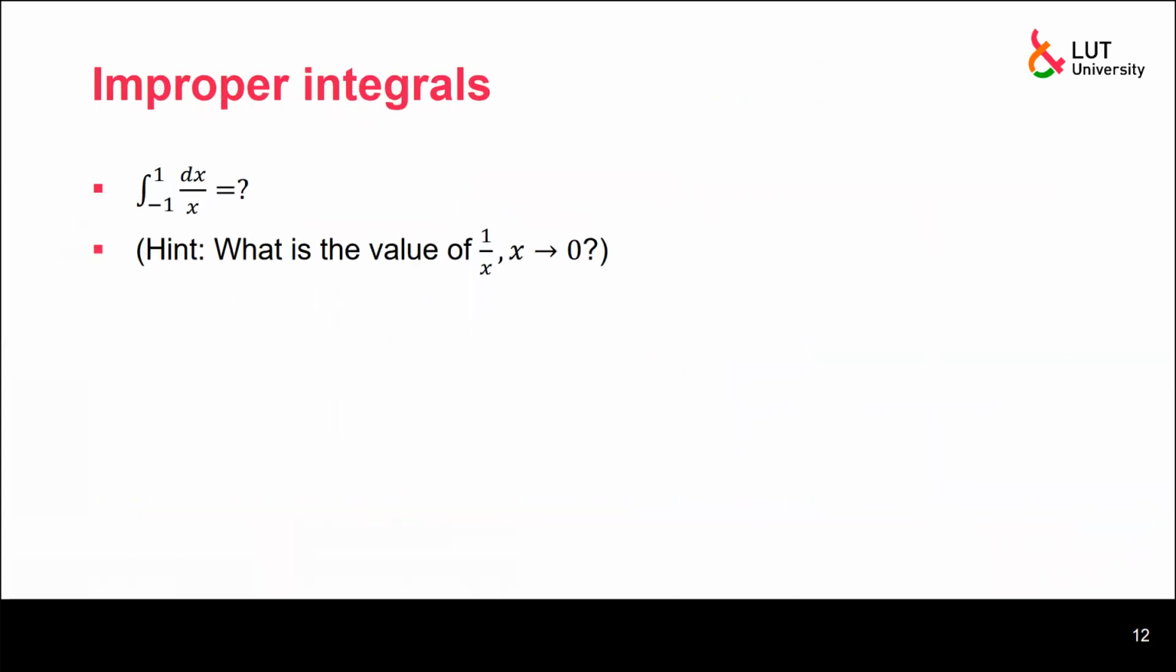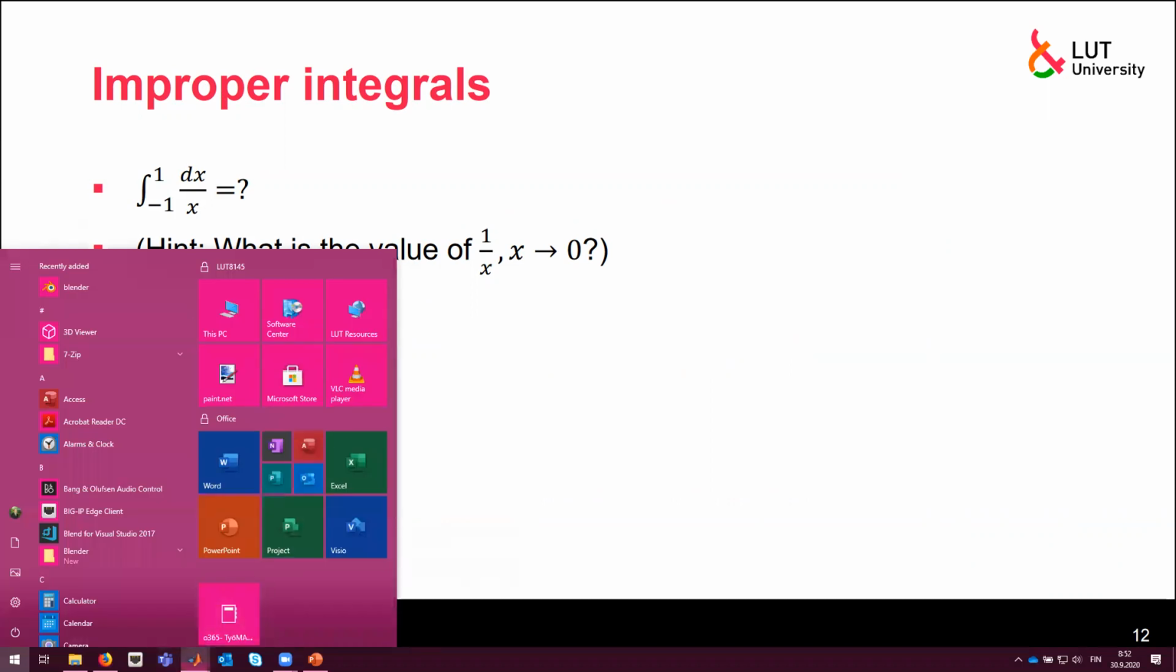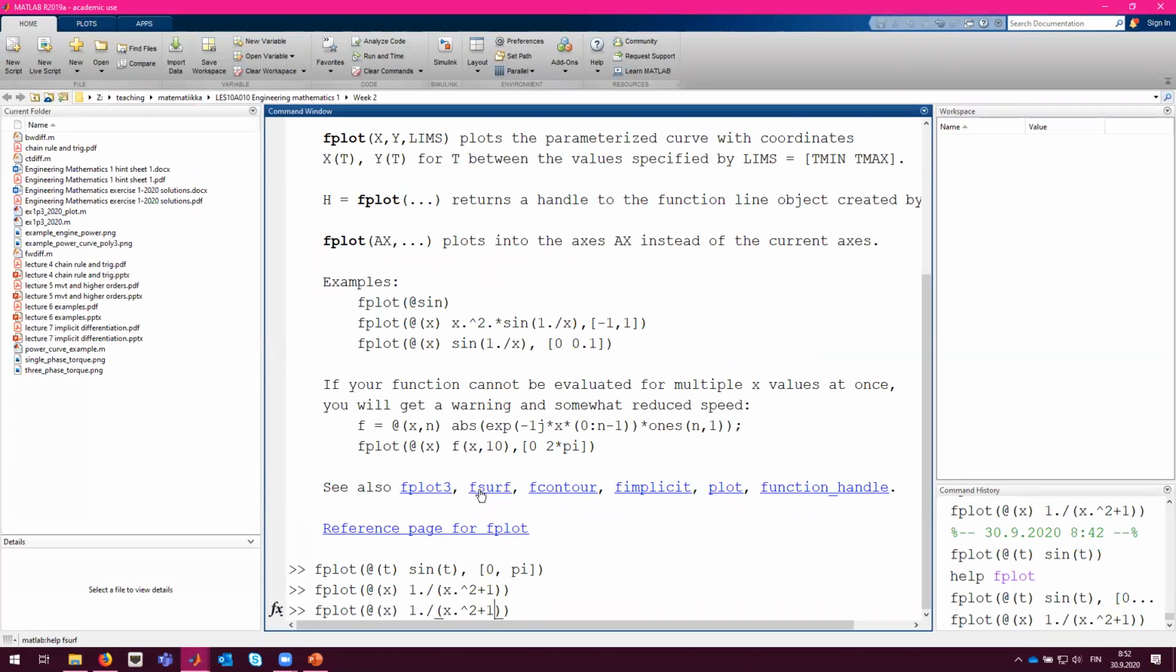Improper integrals. What's the value of that? Anyone want to have a try? And now, in this case, we need to notice one little thing, that the integral has still the area interpretation. So what does that look like? That if we f-plot 1 over x, technically it has the integral of a natural logarithm of the absolute value of x, which would suggest that the integral with those limits would be 0 if we just apply the formula.